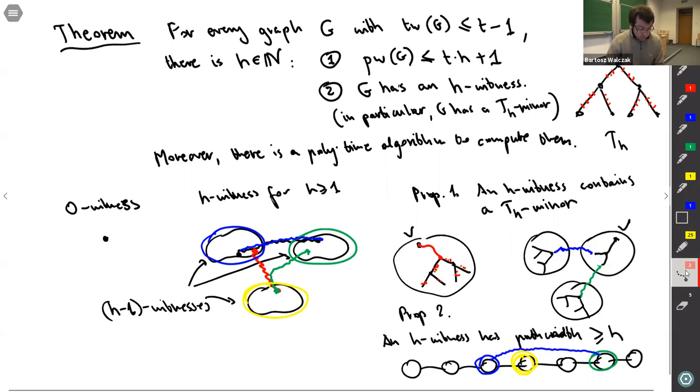So if we know that an H witness has path width at least H, and we look at this theorem here, then we see that it gives this approximation algorithm, which I was talking about, right? So if we are given a tree decomposition of width at most T minus one, then the fact that G has an H witness means that the path width of G is at least H. And on the other hand, we return a path decomposition of size T times H, more or less, right? So we get a T approximation, but provided that the tree decomposition is given. If we also need to approximate the tree decomposition, then there is this additional factor of the square root of log T. Okay. Is that clear?